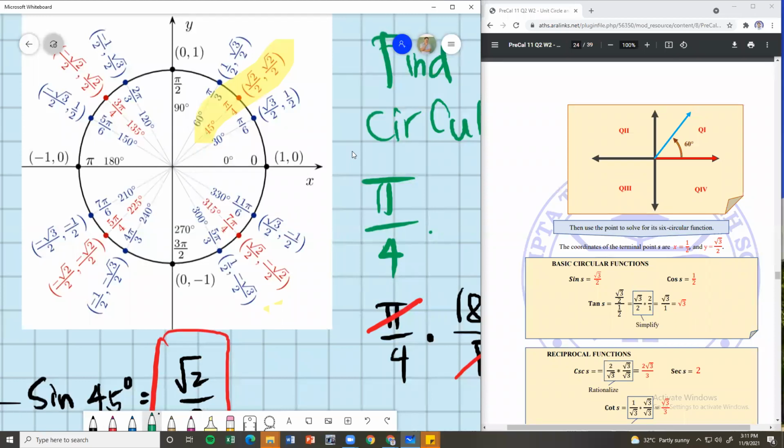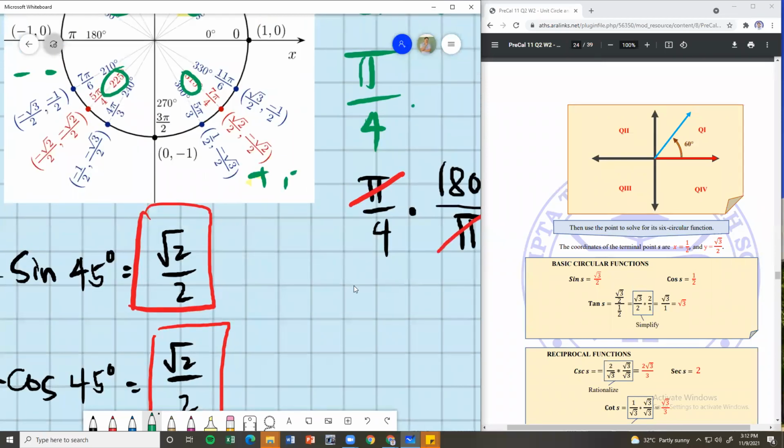Parehong-pareho yan. Kapag 45, look, 45, 135, 225, and then 315, pare-pareho yan. Nag-iiba lang sila ng sign. This is positive, positive. This is negative, positive. This is negative, negative. This is positive, negative. The signs of the quadrants. Okay? That's it. Oh, hindi naman siya baliktad. It's square root of 2 over 2 pa rin siya. Got it? Did you get it, class?